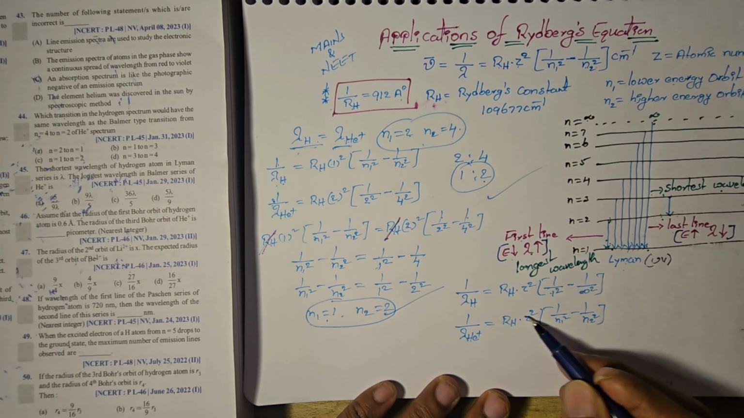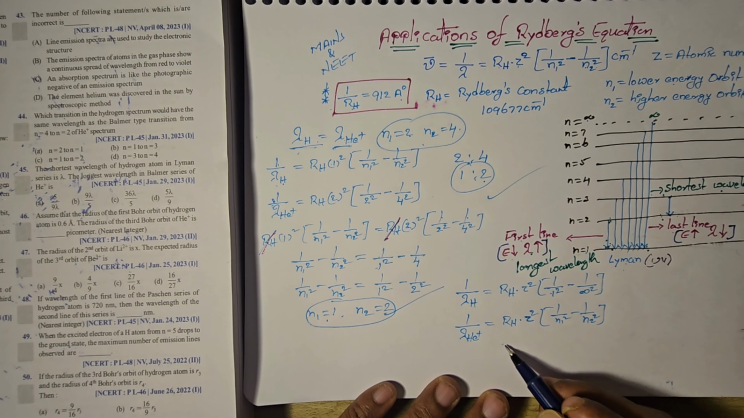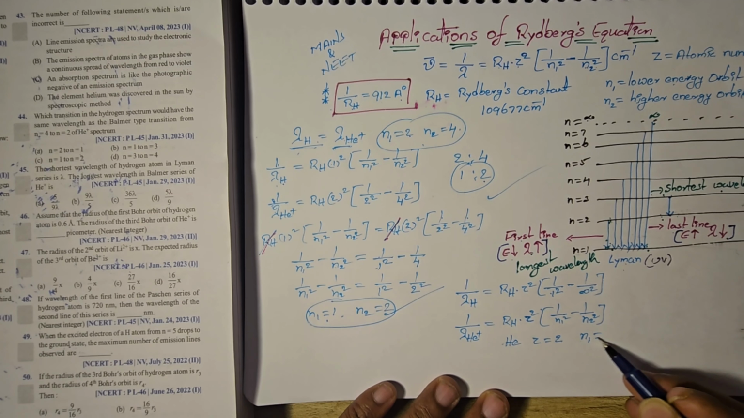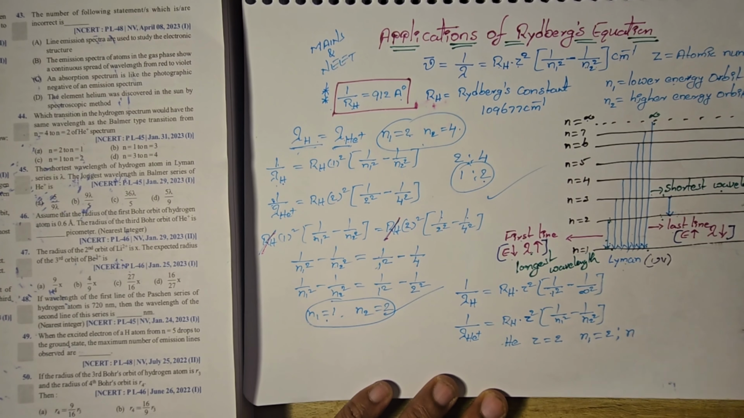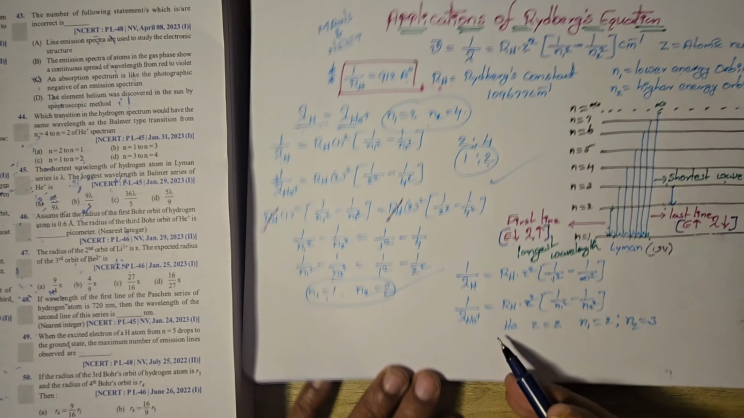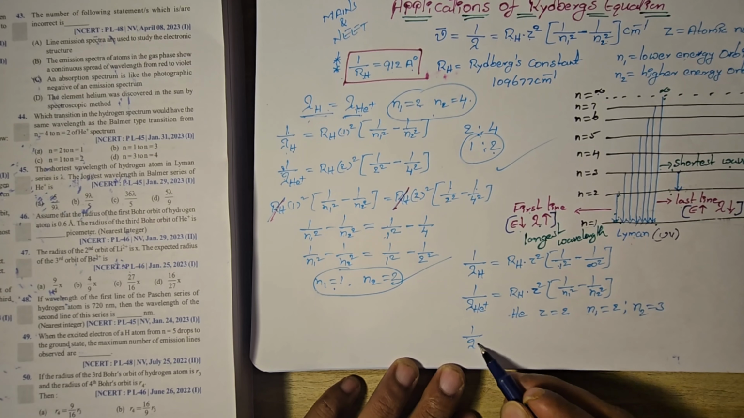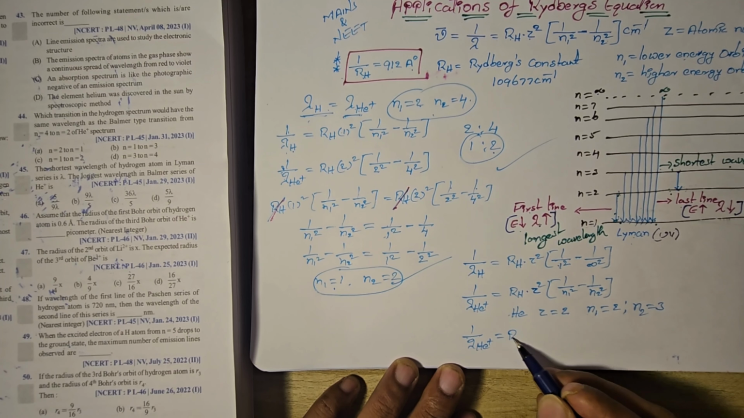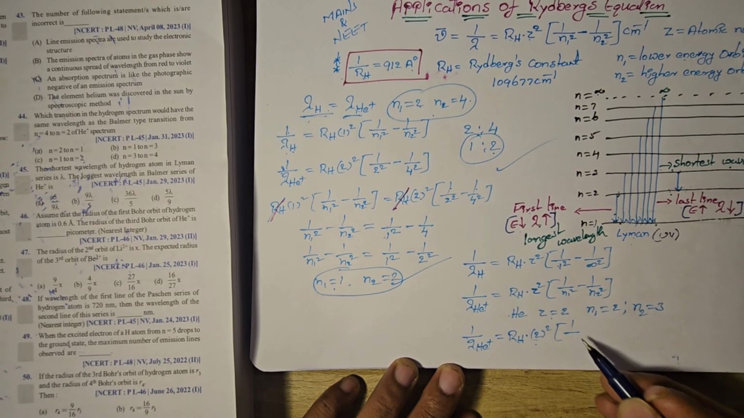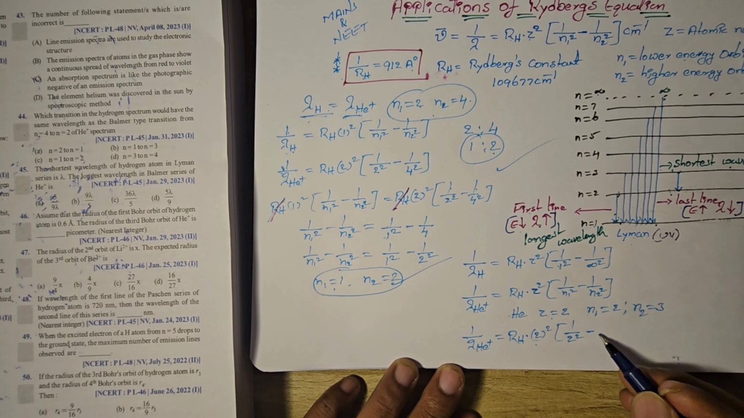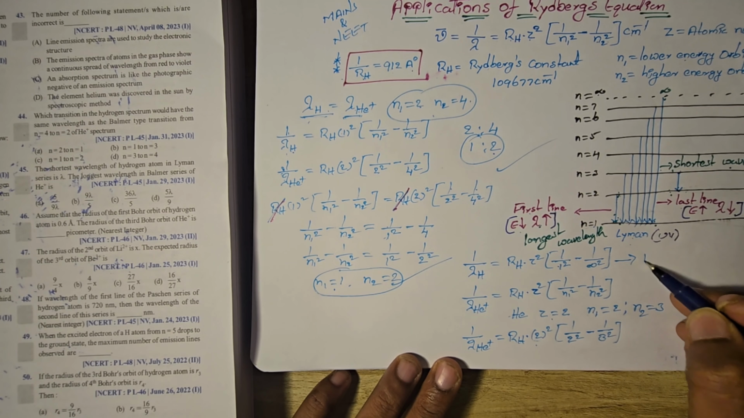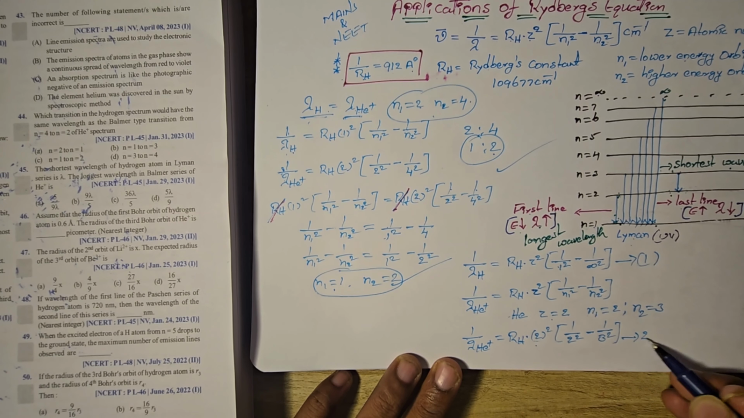In the Balmer series, asking for helium. Helium atomic number Z value is 2. Balmer series n1 value is 2. n2 value is 3. So substitute these values here. 1 by lambda helium plus is equal to RH, Z value 2 square, n1 value 2 square, n2 value 3 square. The hydrogen one is considered as the first equation, and this is considered as the second equation.